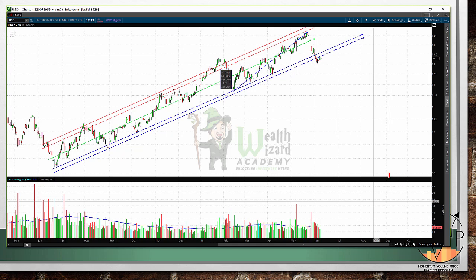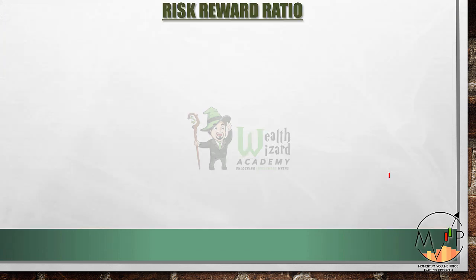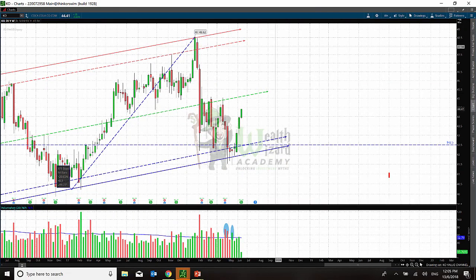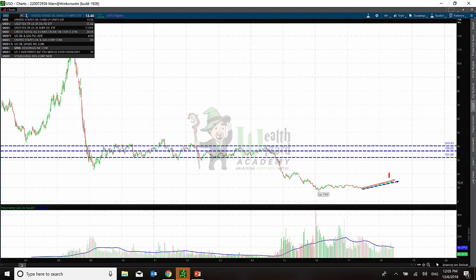Remember, all the risk reward ratios that I have been sharing with you until now are all from the perspective of buying a stock, not about options or such. It's all from the perspective of buying stocks. So let's calculate again with the same steps. You're going to buy USO at $13.40. So I'm going to switch my charts to USO. Remember, this is a value riding strategy.